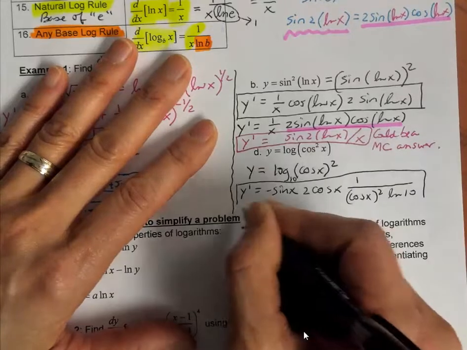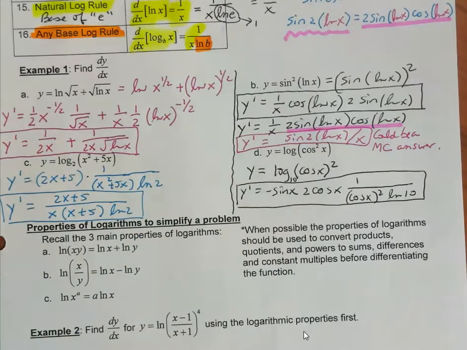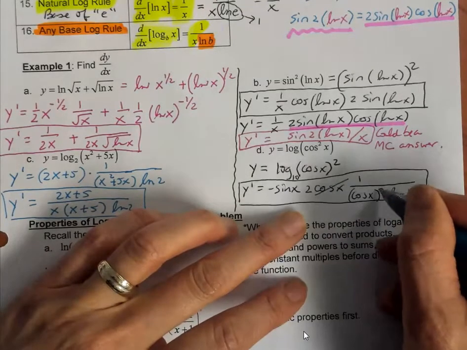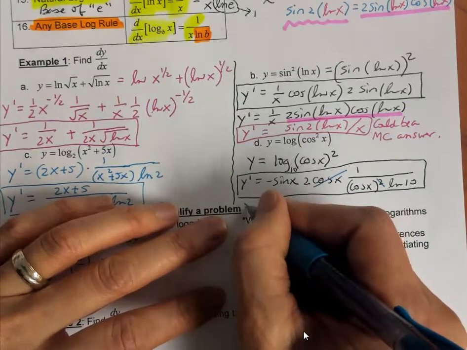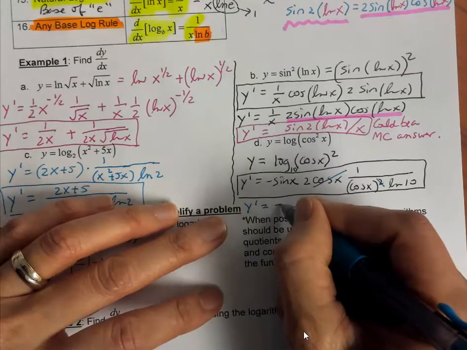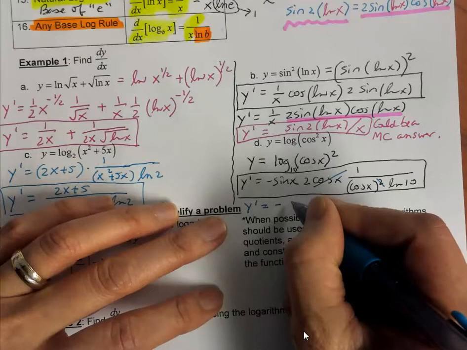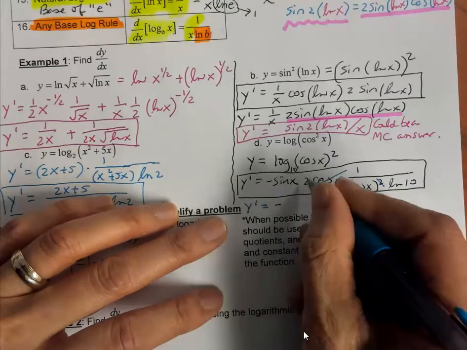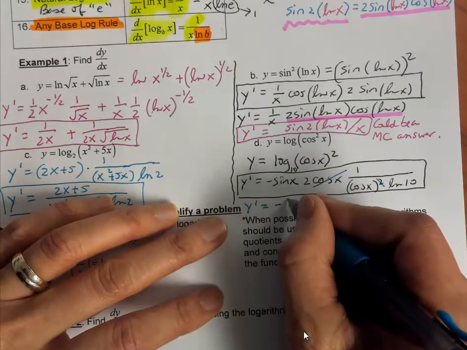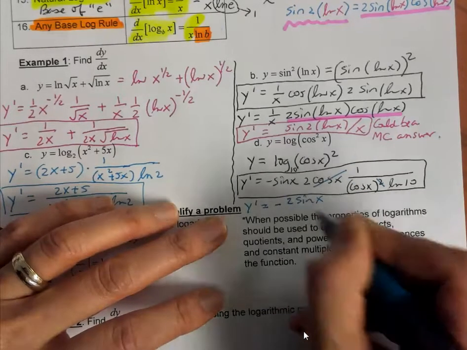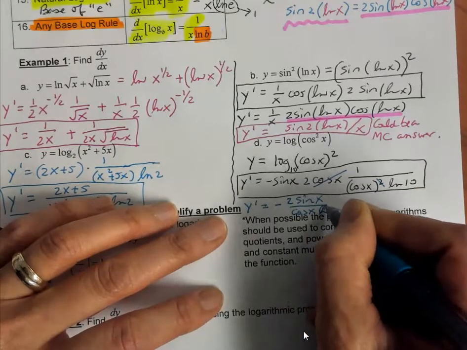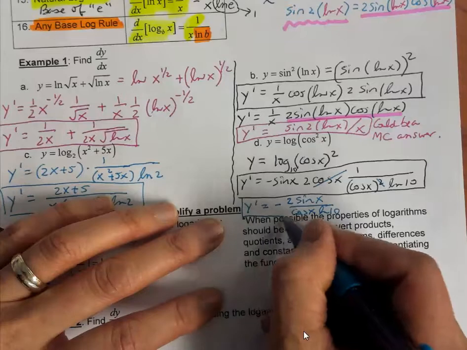However, they'll probably do something more with it. What will they do? Let's see. Well, see this cosine of x? They'll probably cancel it out with this. And so then you end up with a y prime that's going to be negative what? Wait, what is this 2? 2 is just 2, right? So it'll just be a negative 2 sine of x, and then divided by cosine of x times the natural log of 10. So that's an acceptable answer.